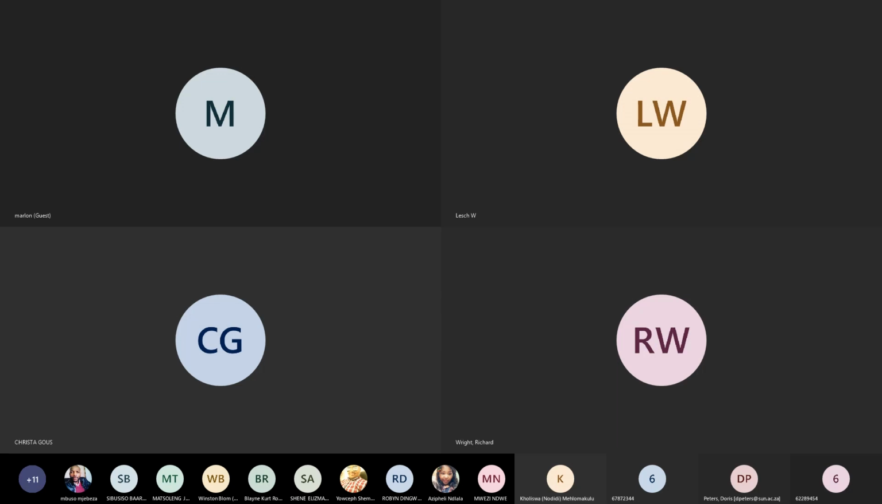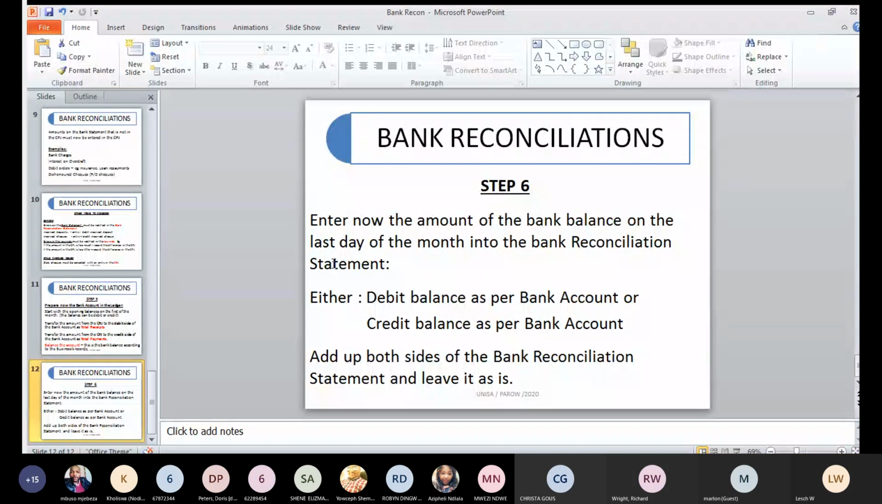So now in your last step, you transfer the amount from the bank balance that you have calculated into the bank reconciliation statement. Your bank balance according to the business's records, the balance as per bank account, can be either a debit balance or a credit balance. You transfer the debit balance or the credit balance to your bank reconciliation statement.